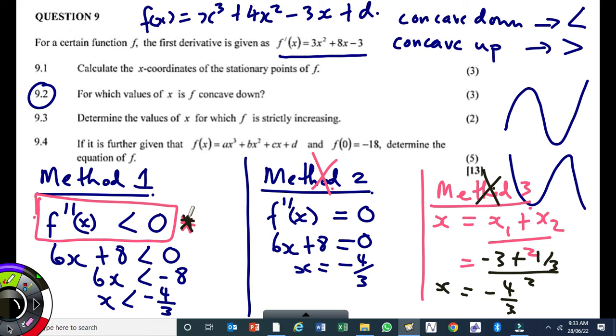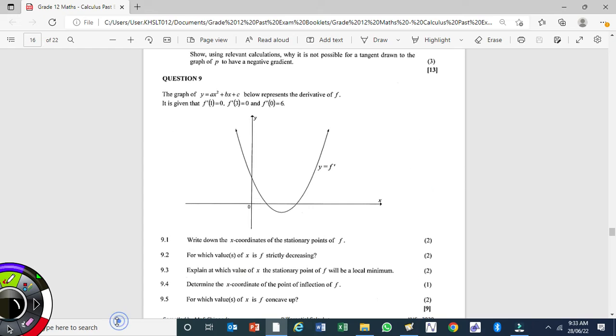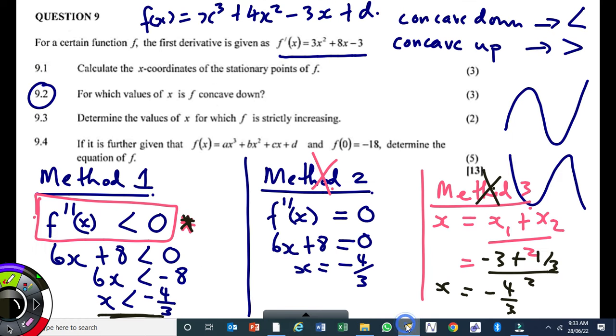Are you following? Okay, so this is our answer. I just spoke about method 2 and 3 just to let you know that it's not always that you can use them, especially when you have a case where the graph is not sketched. You can't use method 2 and method 3.